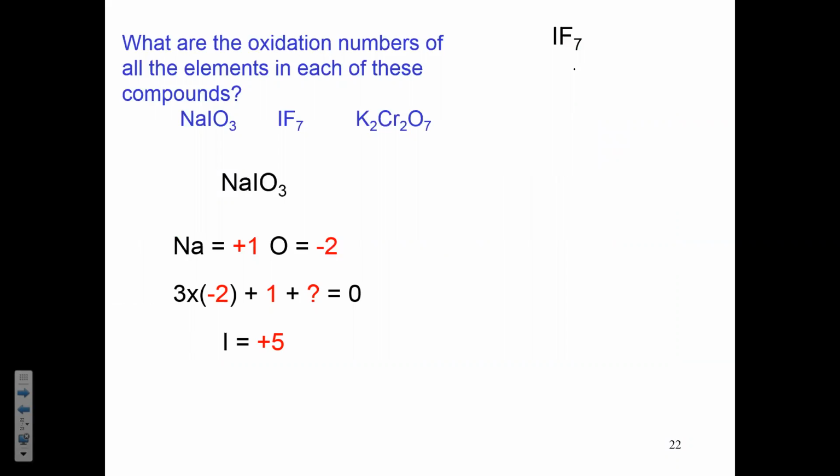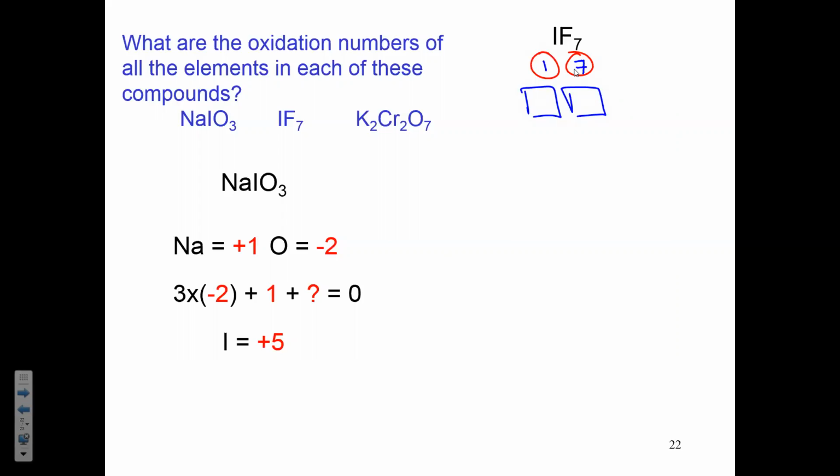Okay, IF7. Let's try that one. We'll do circles. Under it, let's do some squares. We only have 2 this time. Okay, with 7, we had a rule for 7. We know that with F there are 7, with I there's 1.